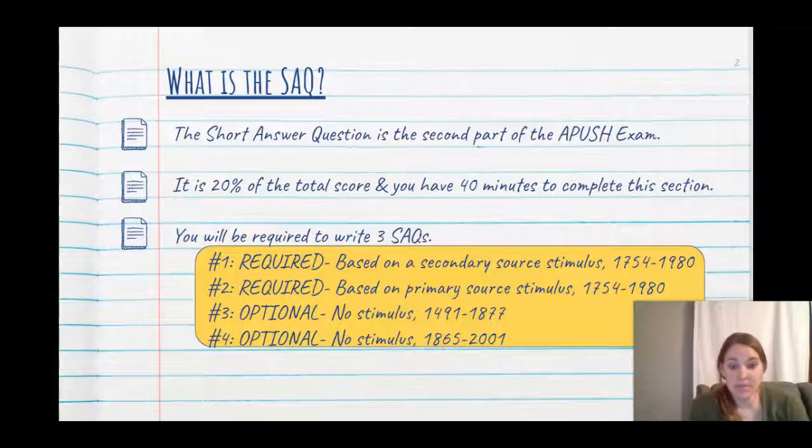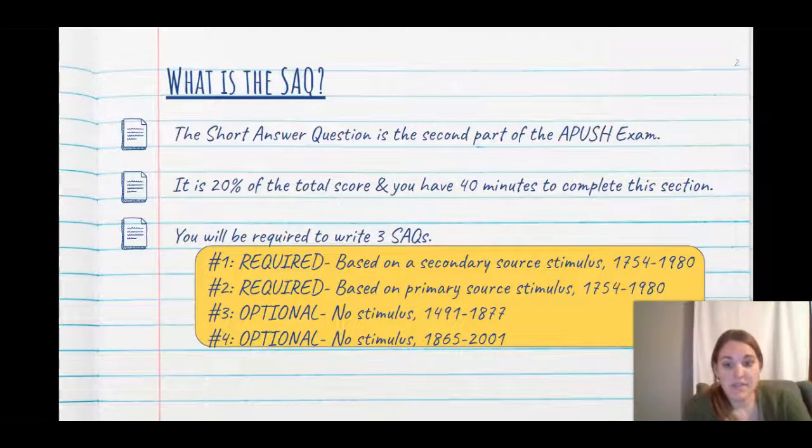Question 3, there's going to be no stimulus and will run from 1491 to 1877, which is period 1 to period 5. And then question 4 is going to run from period 6 to period 9. So period 1 and period 9 are not ever going to be explicitly addressed on their own. So question number 3 may have period 1 in it, but it's not going to solely be about that period. It would run into period 2 as well.